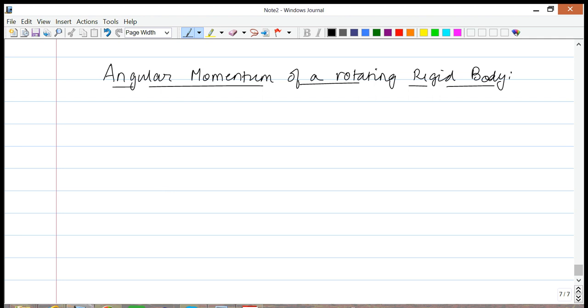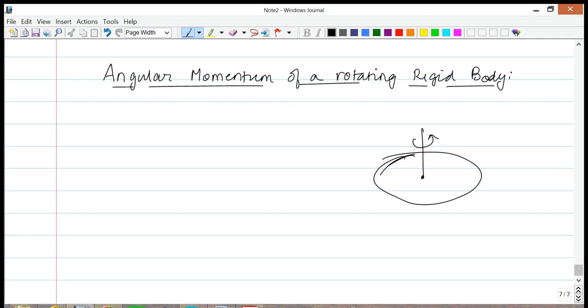Okay, so now we are ready to talk about the angular momentum of a rigid body. Not just simple particles now, but a rigid body. So let us take an object. Let's take a rigid body, and let us say that we are finding the angular momentum about an axis.